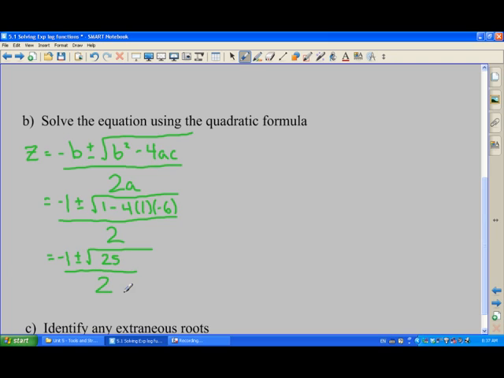Okay, continuing to solve. I get negative 1 plus or minus the square root of 25 all over 2, which becomes negative 1 plus or minus 5 all over 2. So z could be equal to 2, or z could be equal to negative 3.